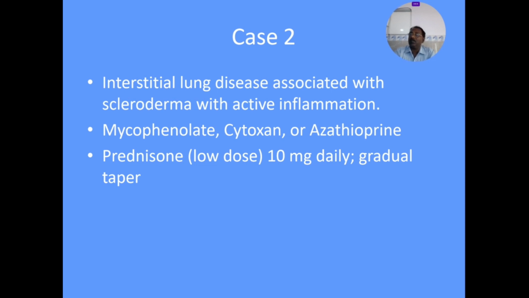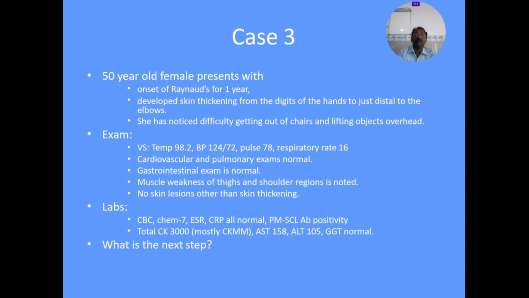Okay. That is case number 2. The first case is localized scleroderma, a stable case where you have given just ibuprofen. The second case is an aggressive case, diffuse with pulmonary involvement, interstitial lung disease. Here use steroids up to 10 milligrams and also use mycophenolate mofetil, azathioprine or cyclophosphamide as and when required. Now move on to case 3.